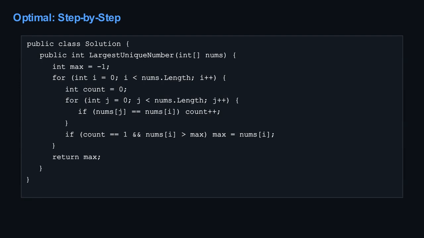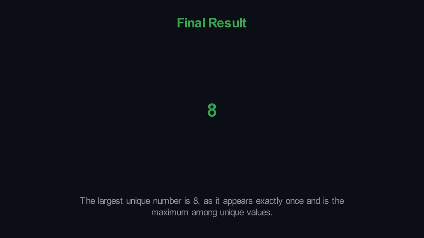Next, we iterate through this map. We ignore 3 and 9 because their counts are 2. We look at 5, 7, 4, 8, and 1. All have a count of 1. We compare them to find the largest. 8 is greater than the others, so it becomes our candidate. The answer is 8. It is the largest value in the array that appears exactly once. All larger numbers like 9 were disqualified because they appeared multiple times.